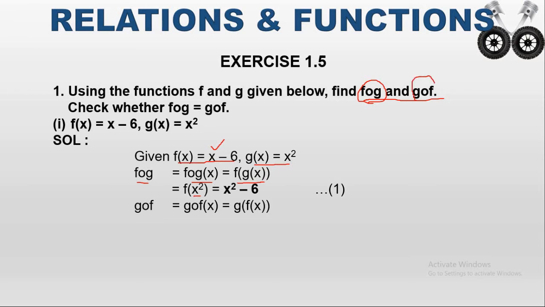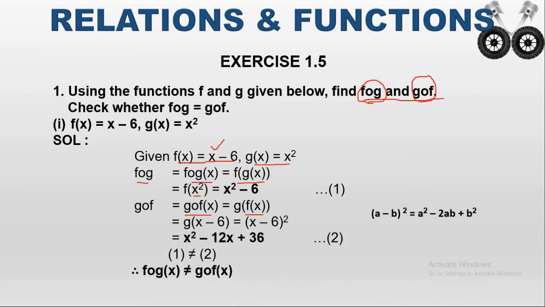Next, we have to find the value for g composition f. g composition f can be written with the variable x as g composition f of x. Next, g composition f of x can be written as g of f of x. First we have to substitute the value for f of x. The value for f of x is x minus 6. So, instead of f of x, substitute x minus 6. Then it becomes g of x minus 6.